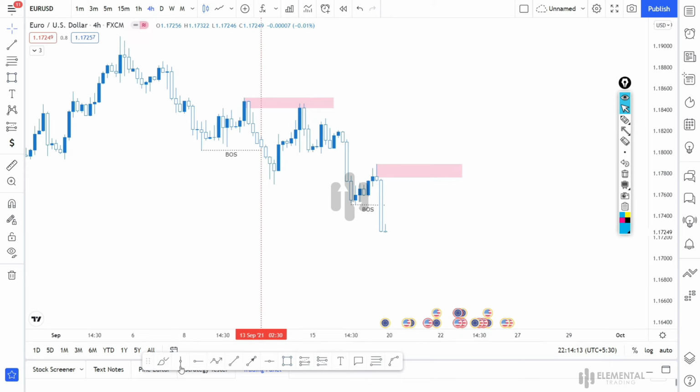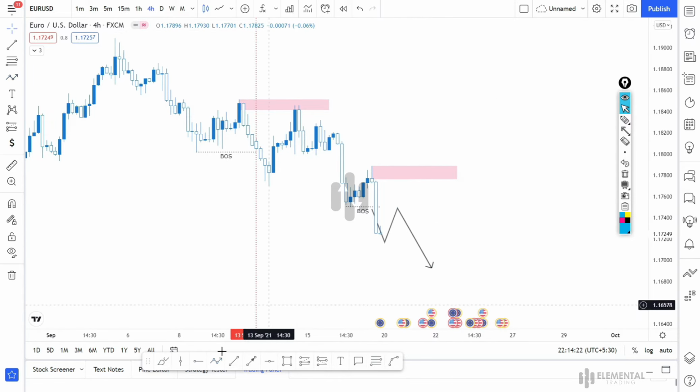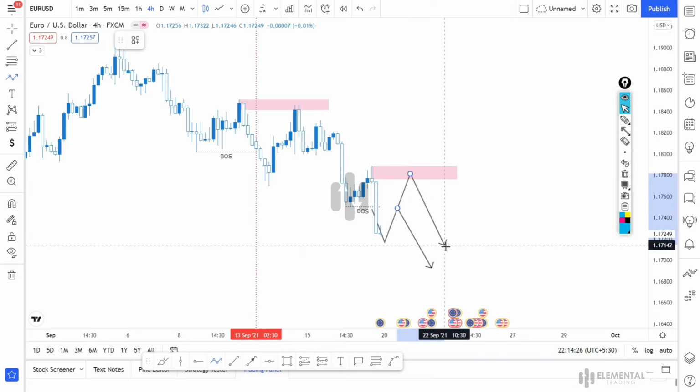So moving on to the plans, first we will be looking for break and retest of this low. This will be our plan A for the coming week. So this is plan A and plan B is double top from this area.